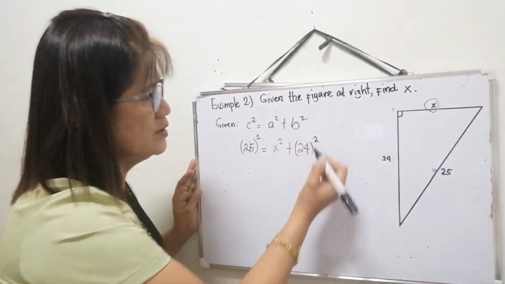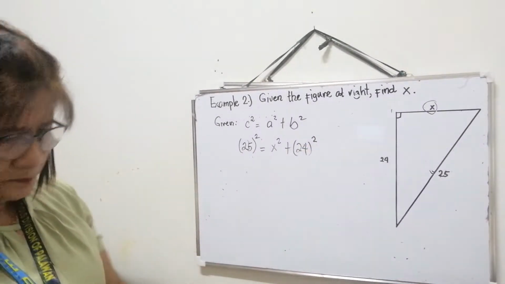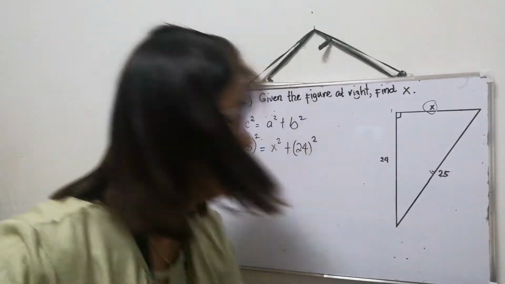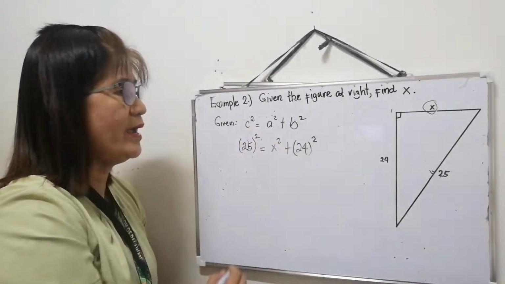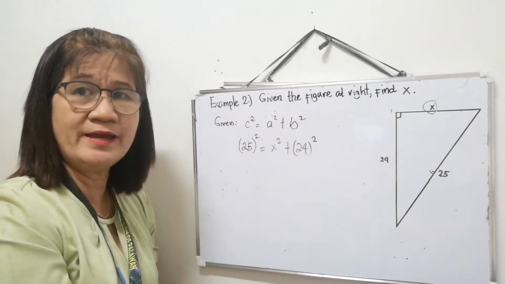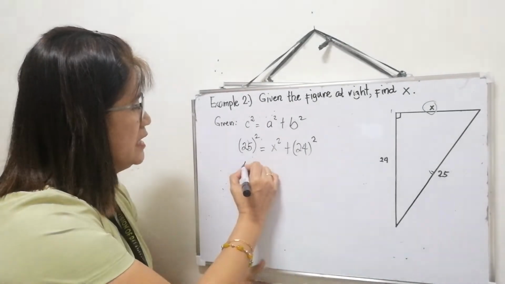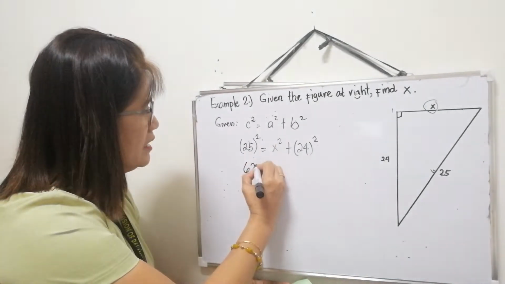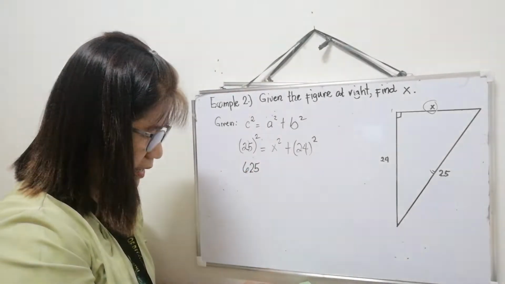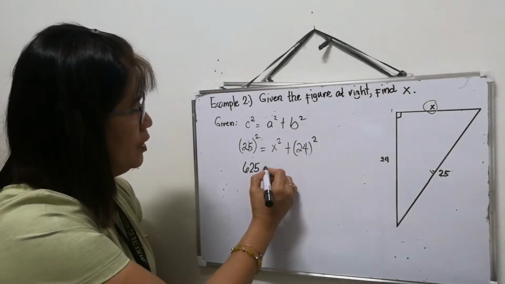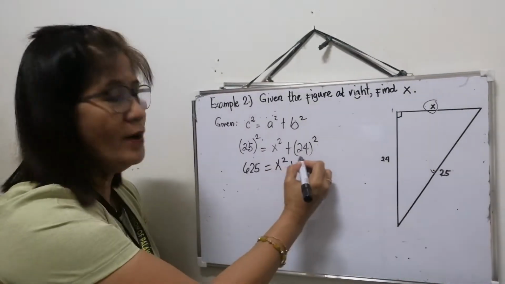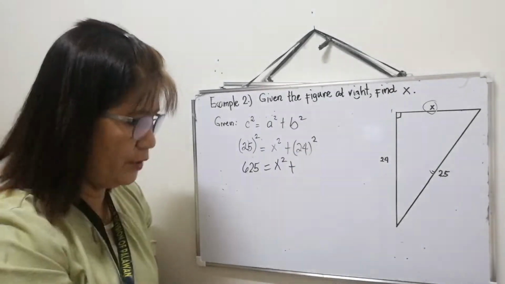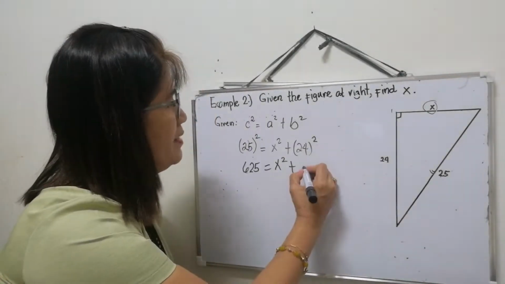Okay, so you're going to square that, no? Then, what is the square of 25? 25 squared means 25 times 25, and that is equal to 625. Okay? Then, bring down X squared. How about 24 times 24? What is the answer?